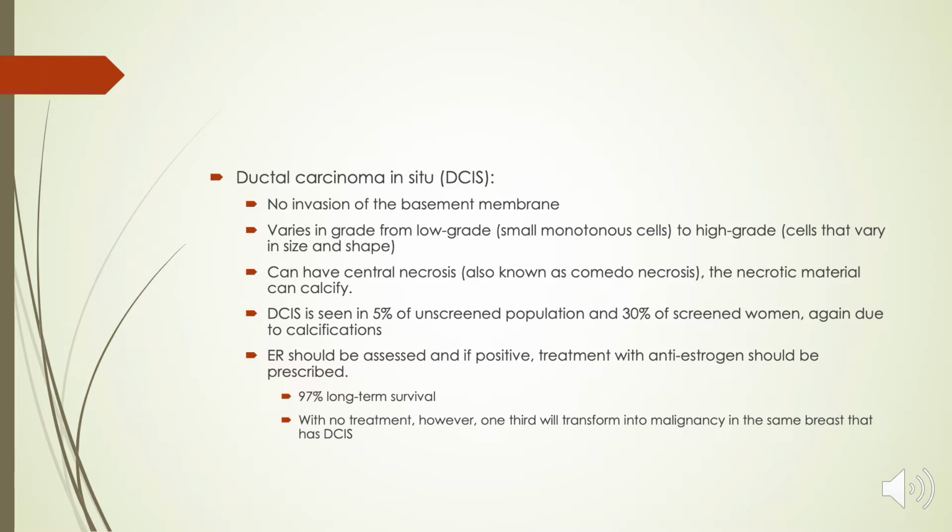DCIS is seen only in 5% of unscreened population and 30% of screened women. This is largely because DCIS does not form a mass, it forms calcifications. And calcifications can be detected only by mammography, not by self-examination. Estrogen receptors should be assessed in all cases of DCIS, and if positive, treatment with anti-estrogen should be prescribed. With treatment, the long-term survival is around 97%. With no treatment, however, 1/3 of these will transform into malignancy in the same breast that they arise from.